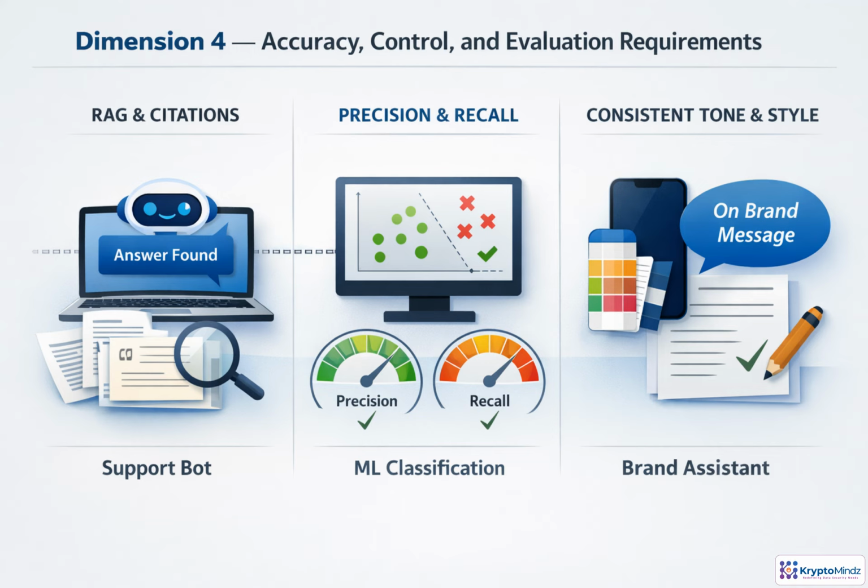Accuracy is not one universal standard. A support bot needs answers grounded in trusted sources. With citations, users can verify. A classifier needs measurable precision, recall, and labeled test data. A brand assistant needs reliable tone, structure, and format. Choose the method that matches the kind of control you need: RAG for factual grounding, fine-tuning for behavior, and traditional ML for measurable prediction. Evaluation should mirror the actual goal.